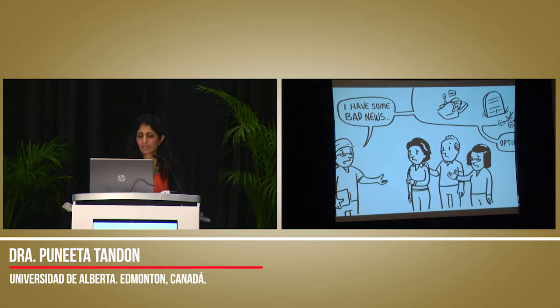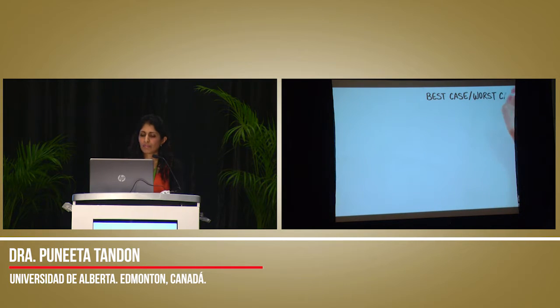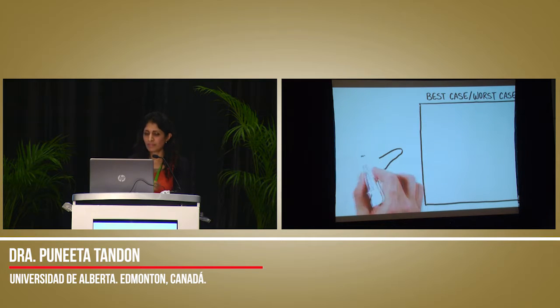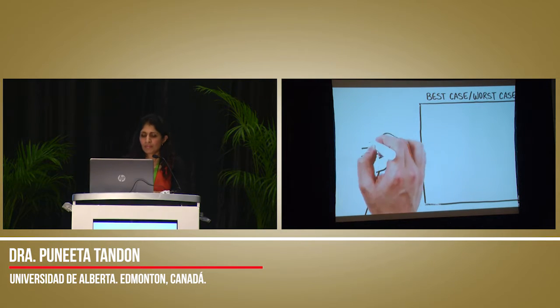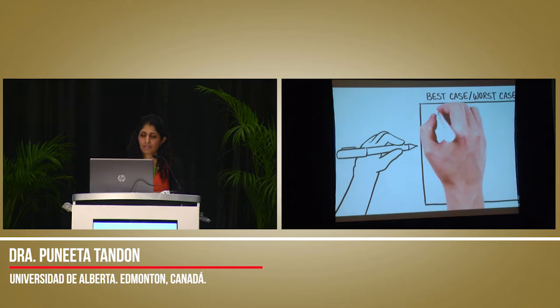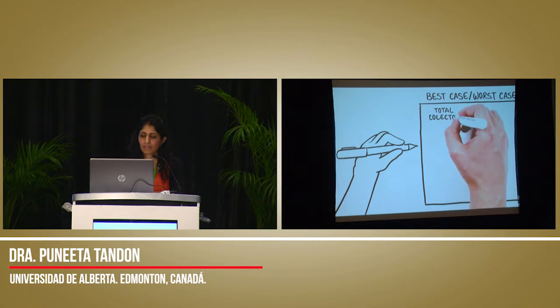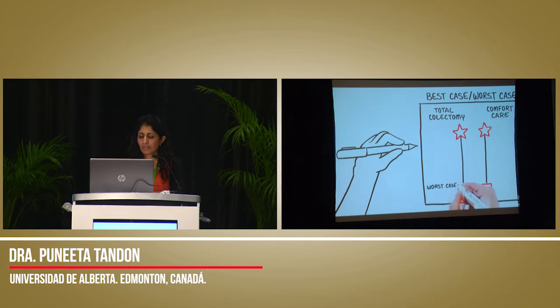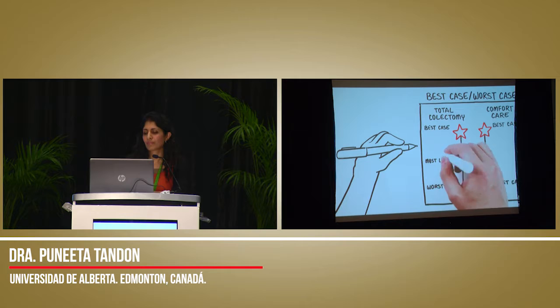Next, introduce the best case, worst case framework. Let's look at the graphic aid. To begin, identify which options you will present. In Mr. Lombardi's case, you're presenting 2 options, total colectomy and a non-surgical option, comfort care. For each option, draw a box and a star connected by a vertical line. The box represents the worst case outcome associated with a given treatment, and the star represents the best case outcome. Somewhere along this line lies the most likely outcome.